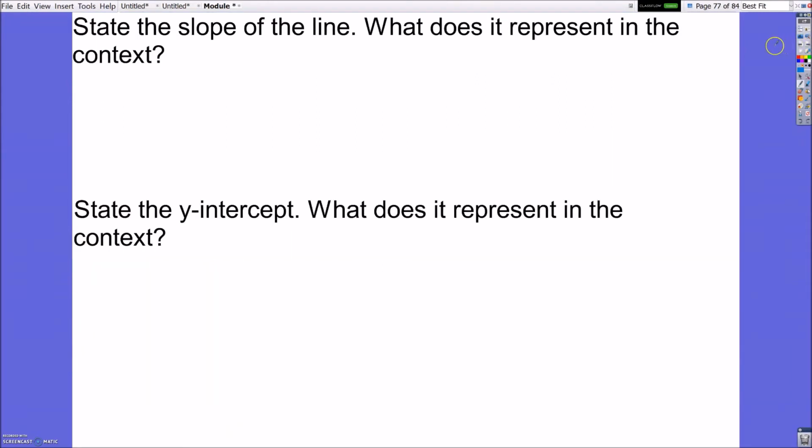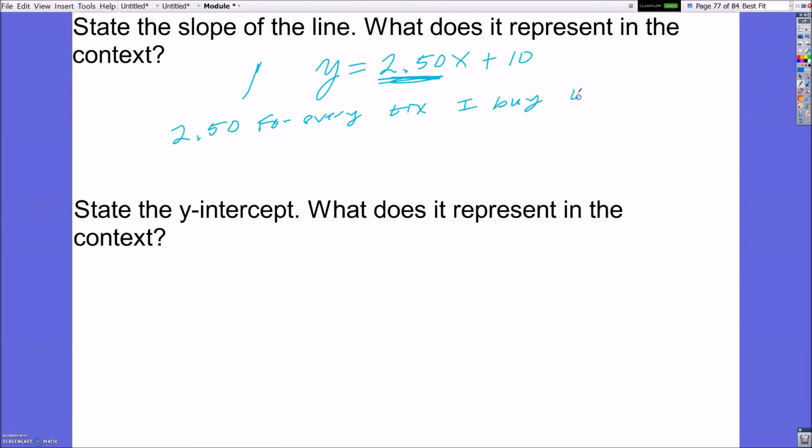Okay, let's look at this. State the slope of the line. What was my rate of change? What was I increasing by? We had the equation: the total amount of money I spend is $2.50 a ticket plus $10 to get in. So my rate of change is $2.50. It's the coefficient of x. That's my slope. And what does it represent? For every ticket I buy, the cost increases by $2.50.